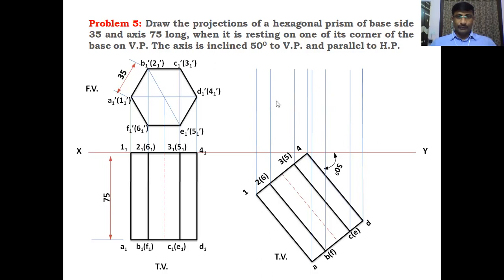So these are the vertical projectors, and draw the horizontal projectors from the front view. From this front view, draw the horizontal projectors from each point. These are the projectors from each point. Clear? Draw the horizontal lines from each of the front view point, and draw the vertical projectors from each point of the top view, second stage top view.